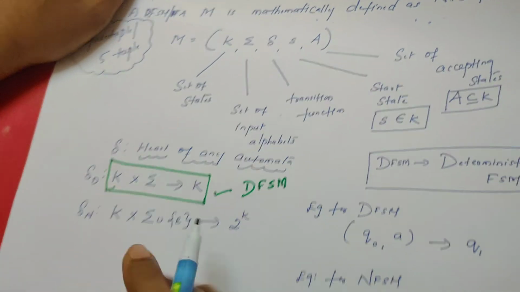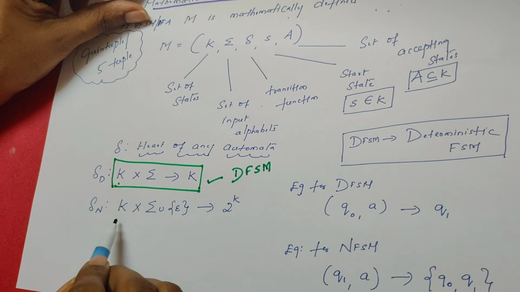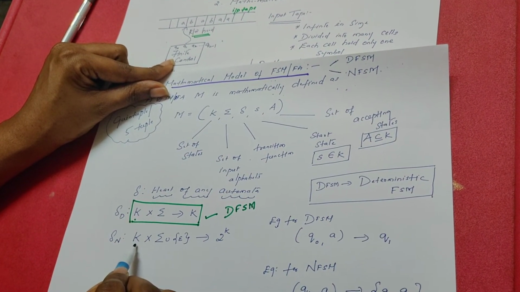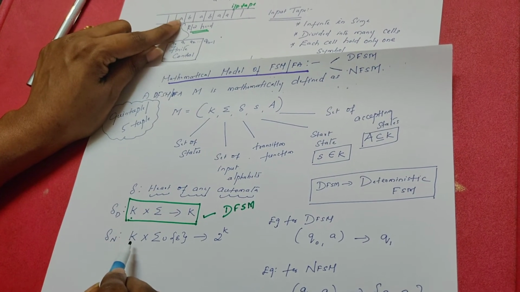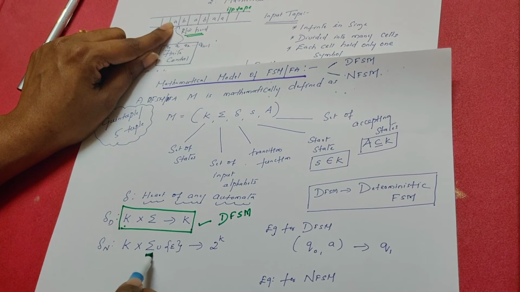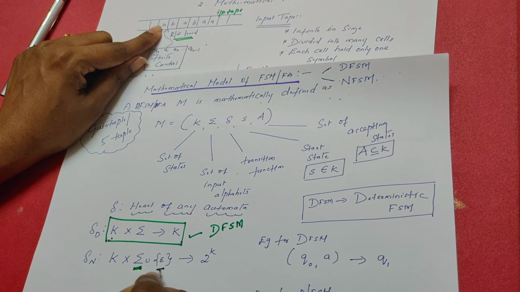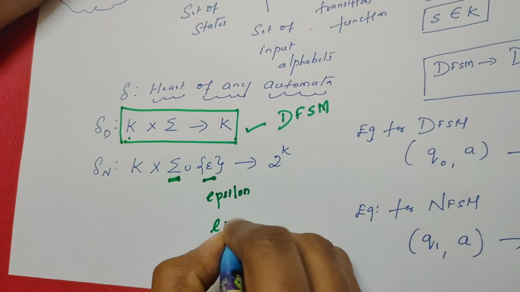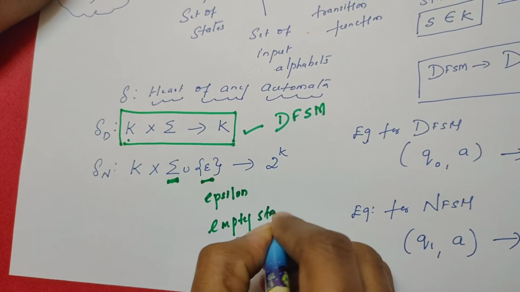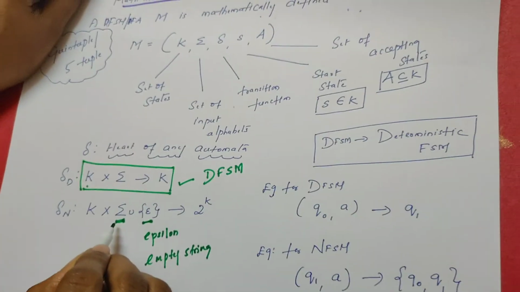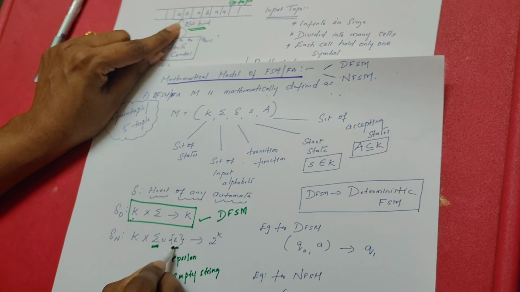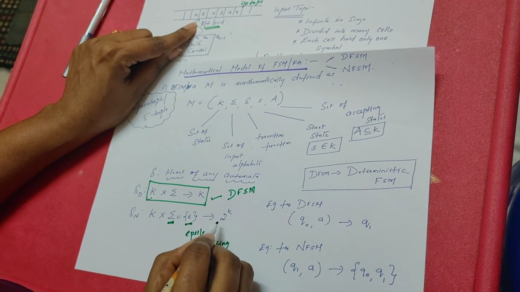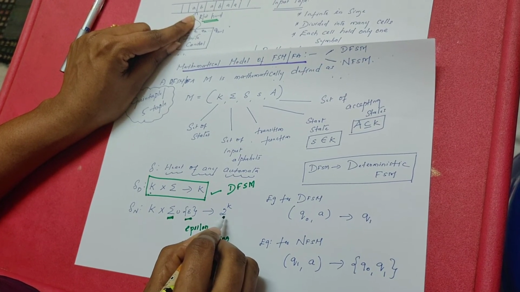Now let us see what NFSM is. In case of NFSM, again, from the given state, the non-deterministic finite state machine reads some input from the input tape, that is sigma. Sometimes it may read epsilon also. Epsilon, in automata theory, we call the empty string. It may read an input alphabet from the input tape, or sometimes it may read epsilon. It may or may not change its state, but it may end up in more than one state.